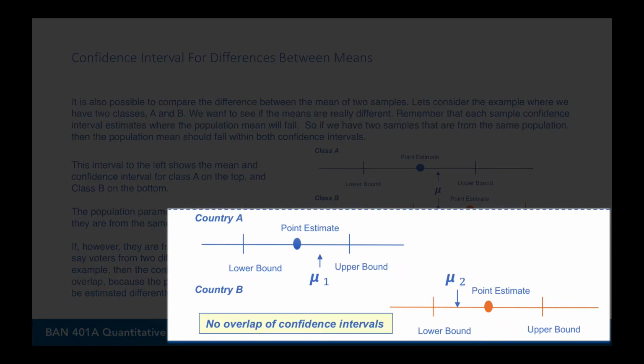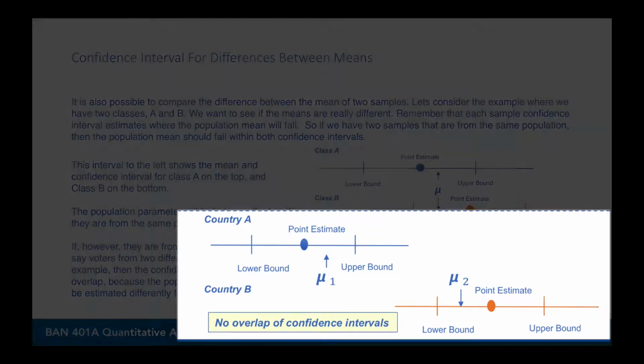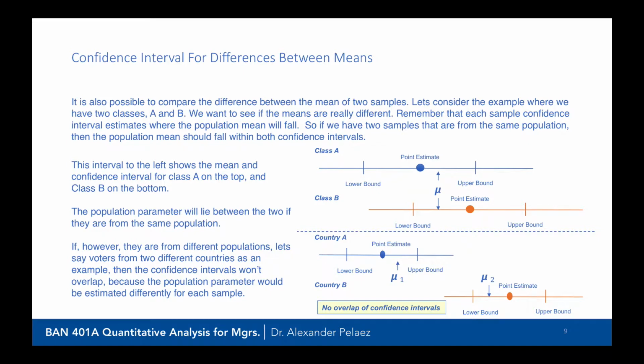And this is what tells us that the two samples probably come from different populations, because their confidence intervals don't overlap. And this is what we're looking at when we're looking at the confidence interval for differences between means. And we'll get a little bit more in detail when we do tests for means.